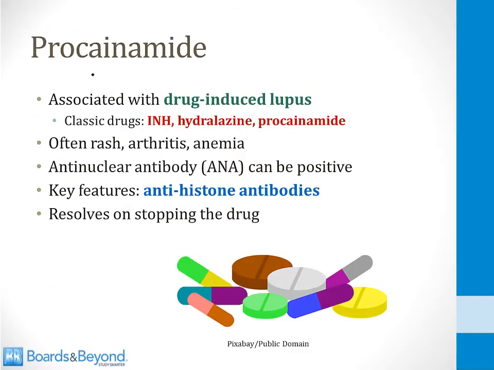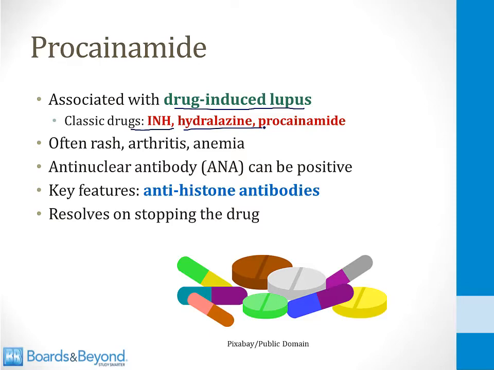Procainamide can cause an unusual side effect. It's associated with drug-induced lupus. This really doesn't happen in the modern era. We only give procainamide intravenously for a short period of time. But decades ago, procainamide was given orally for long periods of time, and some patients would develop drug-induced lupus. This syndrome is also associated with some other drugs like isoniazid or INH, which is a tuberculosis drug, and hydralazine, which is a rarely used antihypertensive.